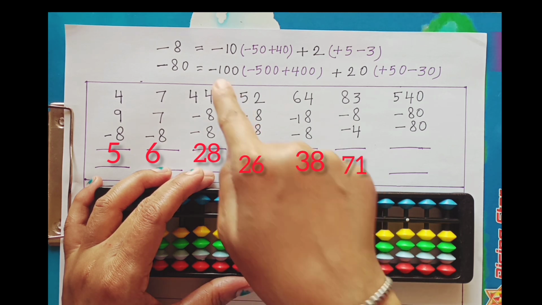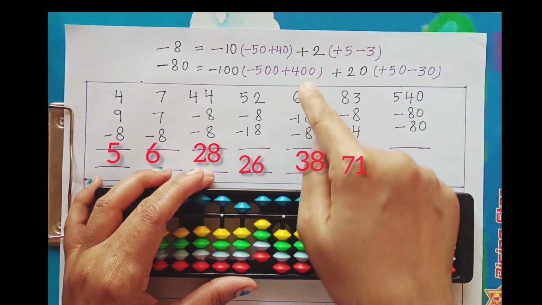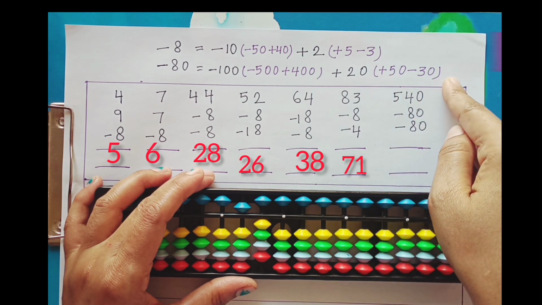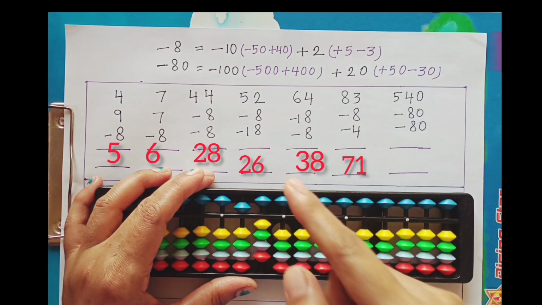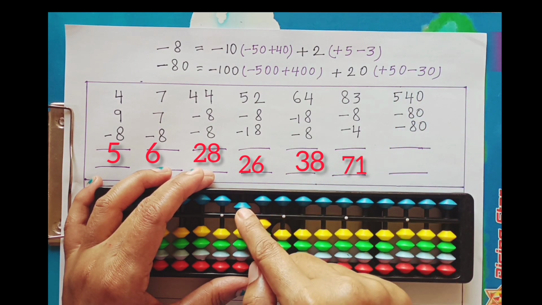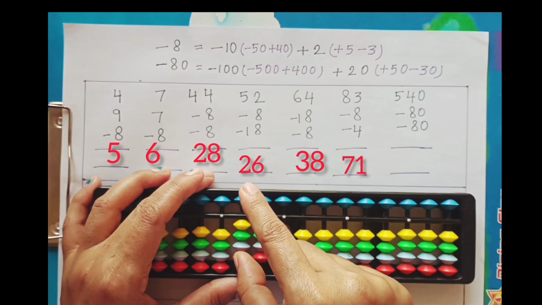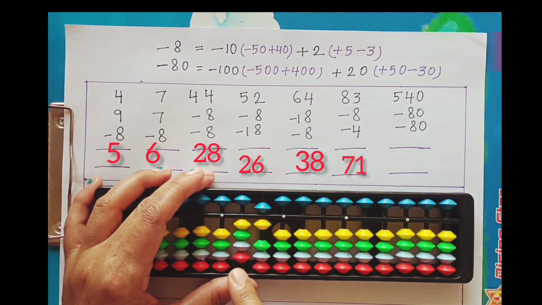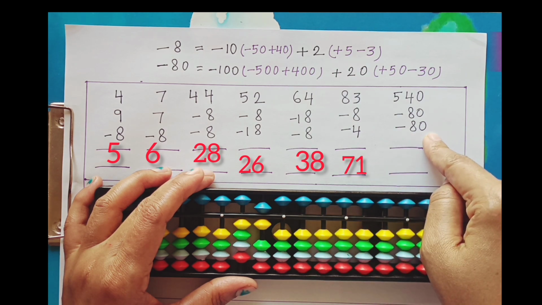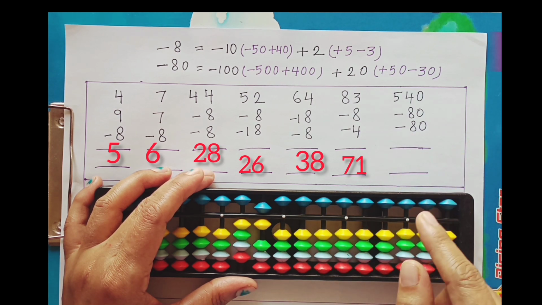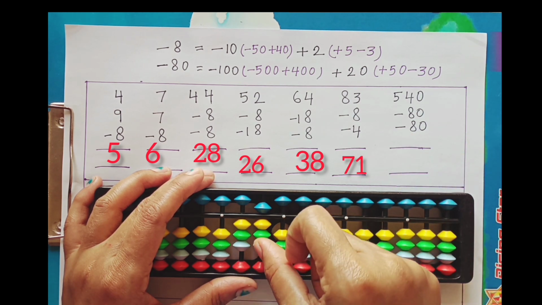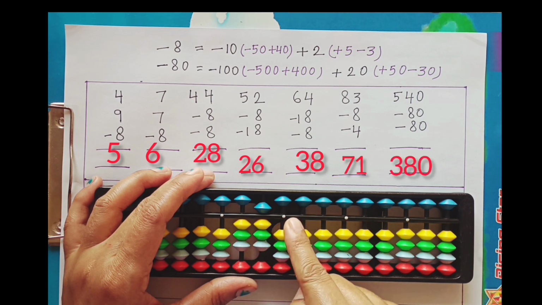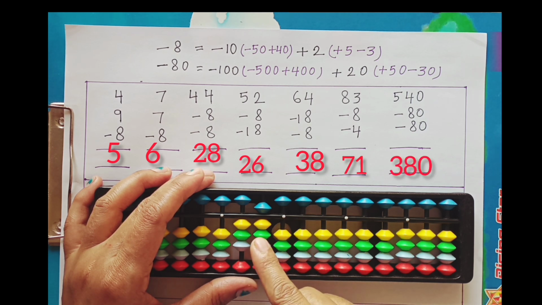To subtract 100, we will apply a formula. To add a 20, we will apply another formula. That is mixed complements or the combined formula. To subtract 100, subtract 500, add 400. To add 20, add 50, subtract 30. Again we need to subtract 80. This time we will apply the big friends formula. Subtract 100, add a 20. 380. Our answer is 380.